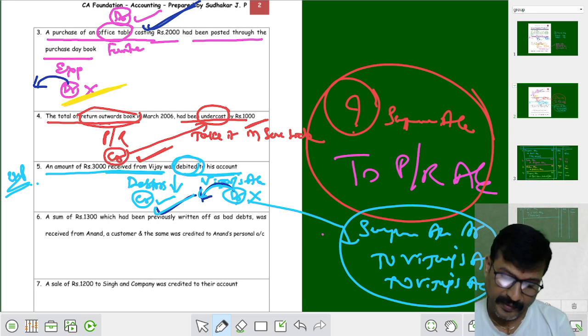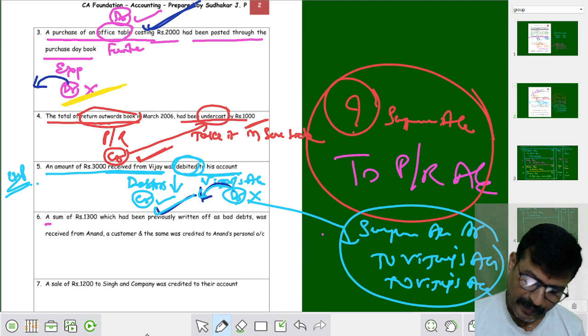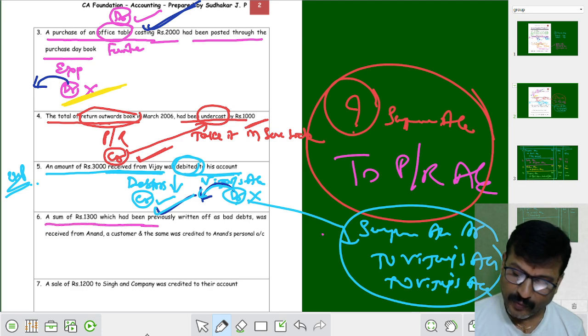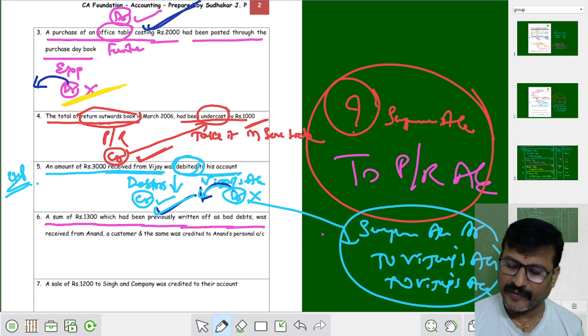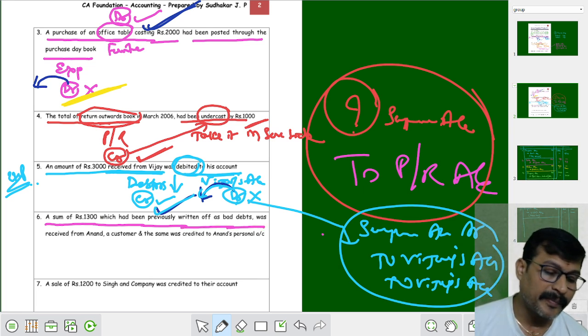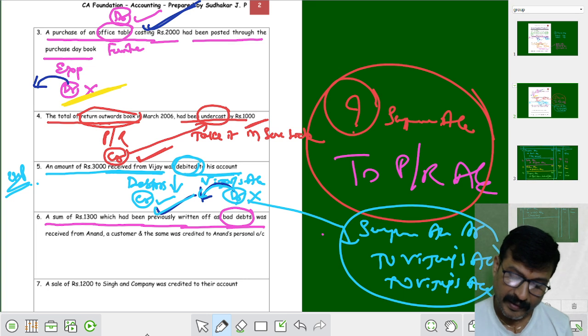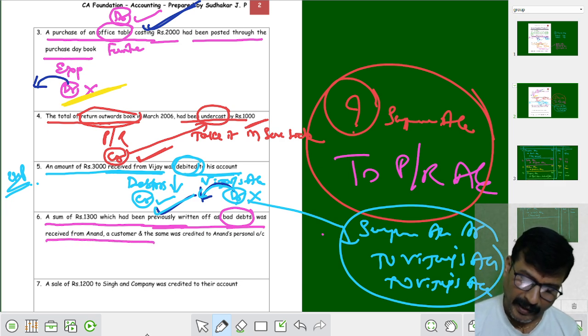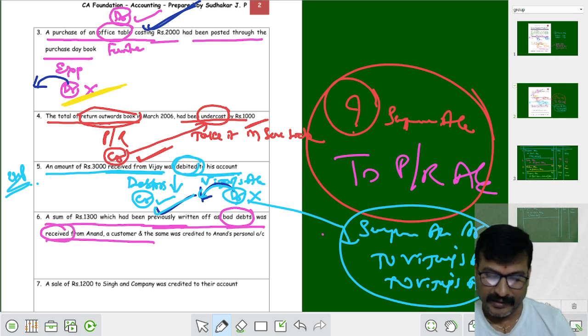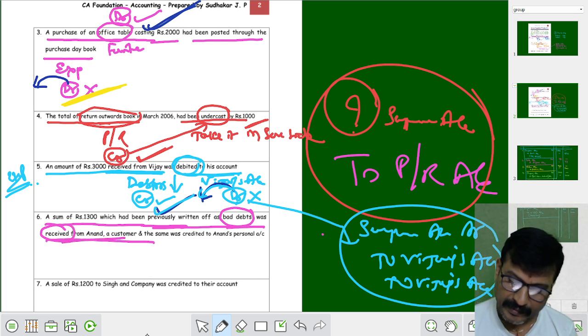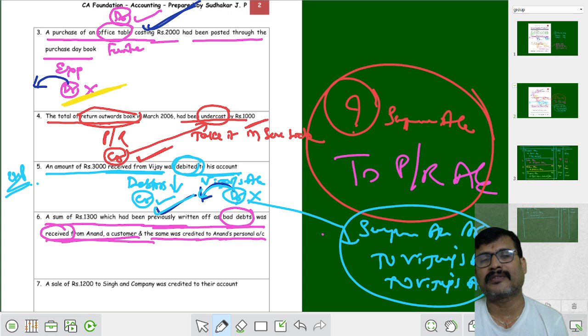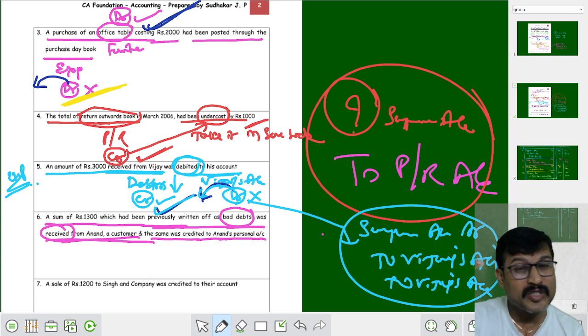See the next concept, my dear students. A sum of rupees 1300 which has been previously written off as a bad debt. What did you do? Written off as a bad debt. Okay, fine, it is a bad debt. In which year? Previously written off as a bad debt, means in the previous year. It is received from Anand. Oh, you have received from Anand, a customer. The same was credited to Anand's personal account.